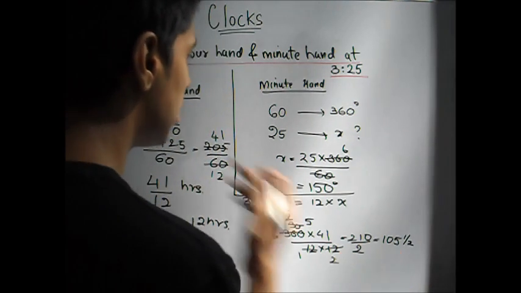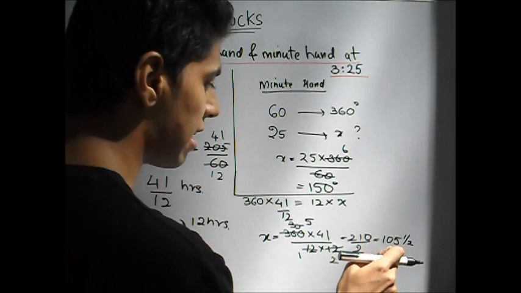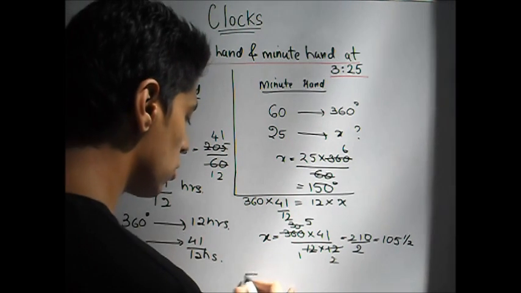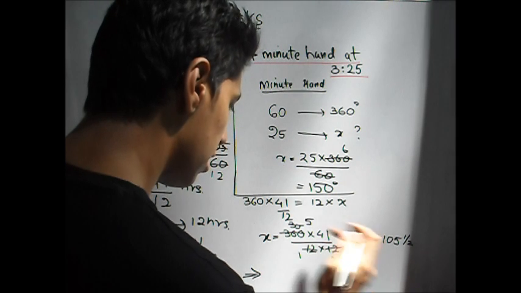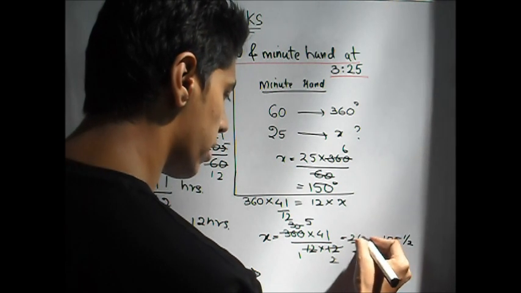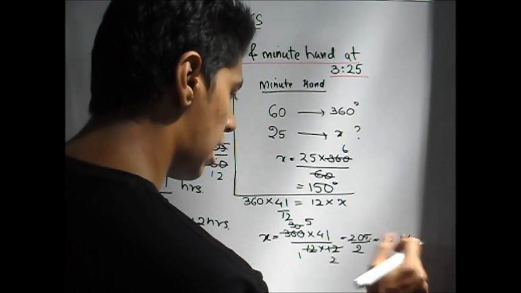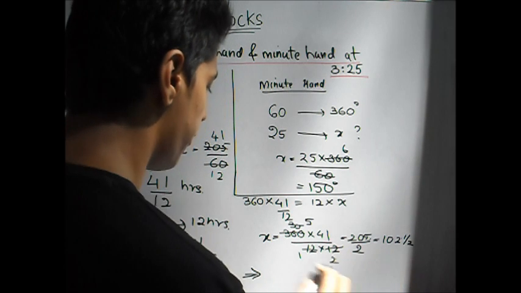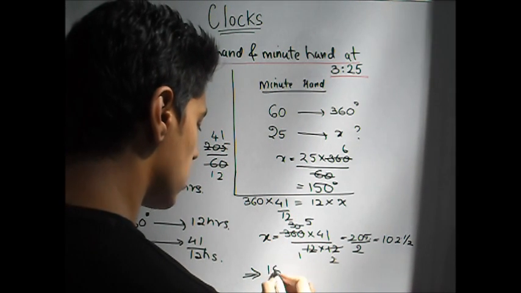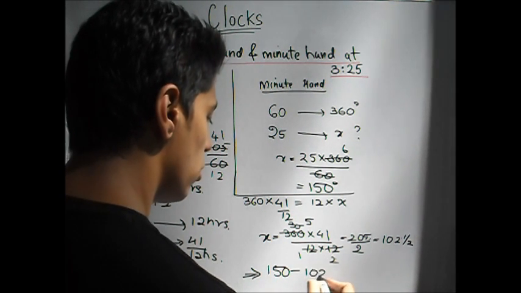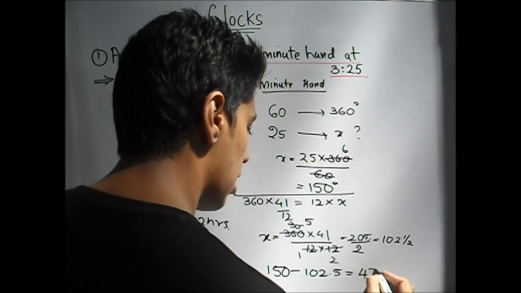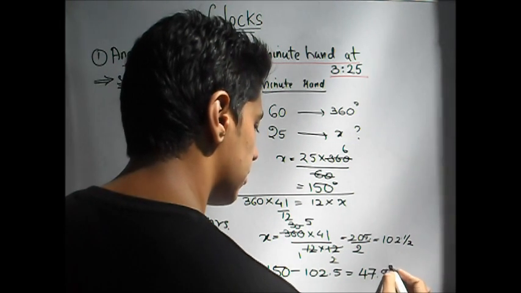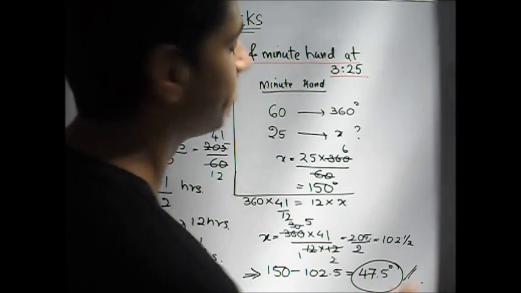So now this is 150 degrees and 102.5 degrees. 5 into 41 is 205, so this comes out to be 102 and a half. If you calculate the difference, it is 150 minus 102.5 degrees. So it comes out to be 47.5 degrees. This is your answer.